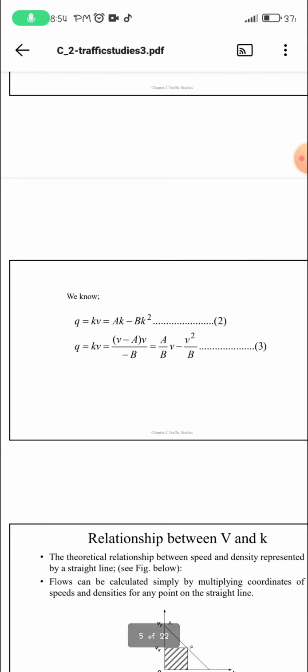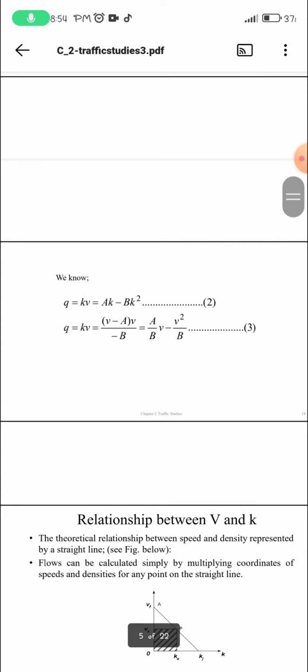We know Q equal to KP, which gives AK minus BK square. Equation number 2. Q equal to KP. Substituting for K gives P minus A divided by minus B, and so Q equals A by B into P minus P square by B. Equation number 3.